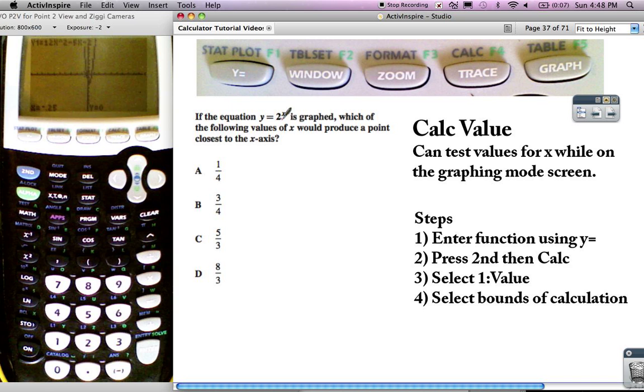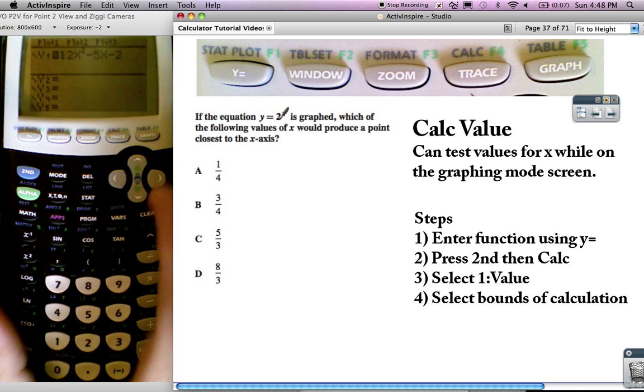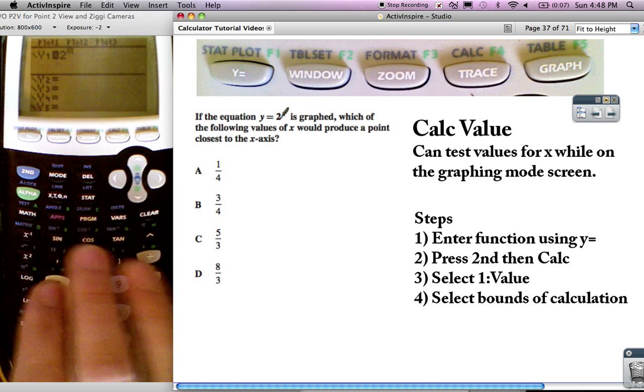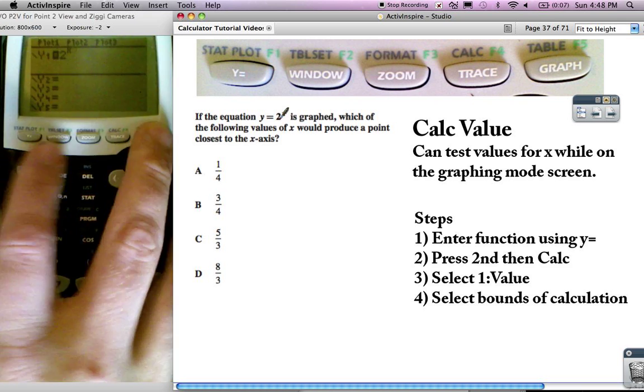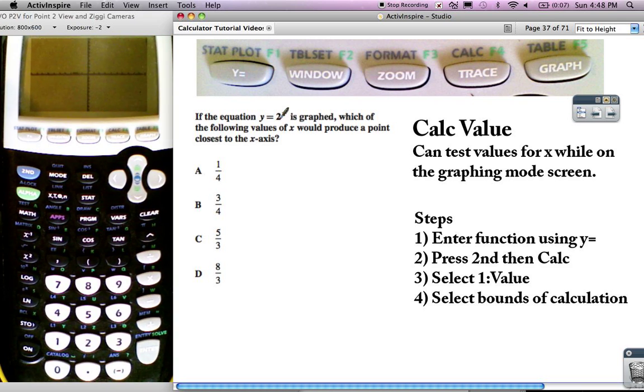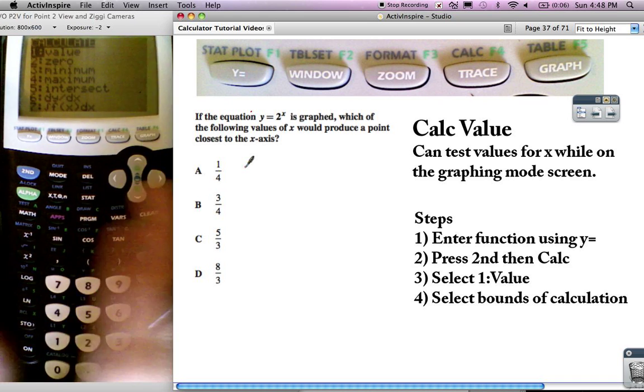If the equation y equals 2 to the x is graphed, so I go y equals 2 to the x, which of the following values of x would produce a point closest to the x-axis? Now, this really isn't that difficult of a problem. You can kind of see that the smaller the x, the closer it is to the x-axis. But let's use the calc function so that we know for sure.